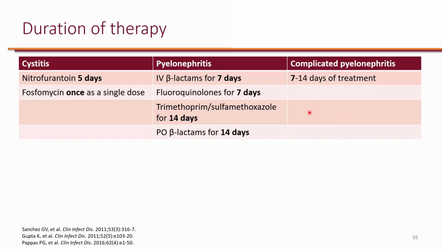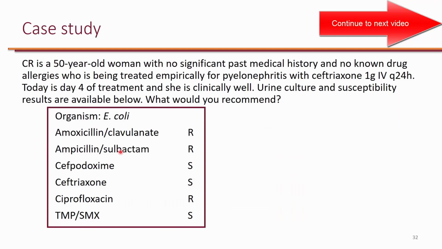So in general, most clinicians agree on 7 to 14 days of treatment. However, there is clinical evidence that 7 days of treatment is sufficient for most patients with complicated pyelonephritis. So I would recommend 7 days of treatment for complicated pyelonephritis. So let's take a look at the case study.